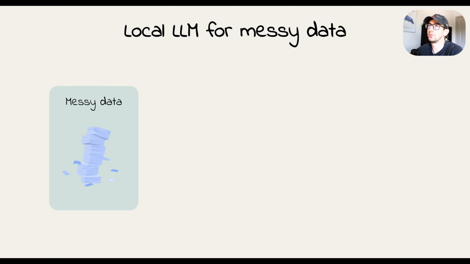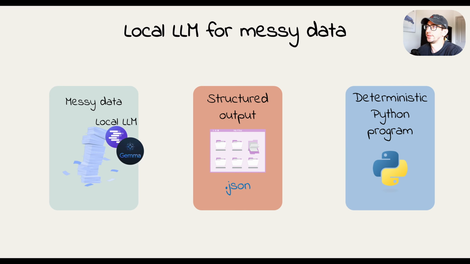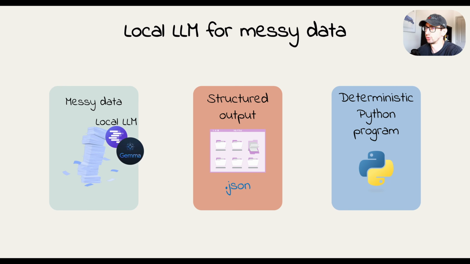It's that if we have messy data and if we have a local LLM, we can use the local LLM to reshape the data, to organize it in a very nice way and provide the JSON file format, which is crucial because we can leverage it and build a Python deterministic application on top of it.